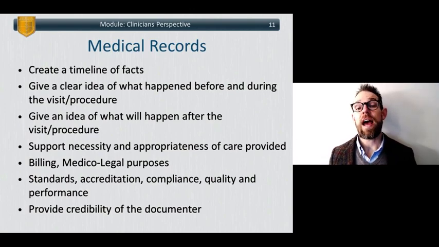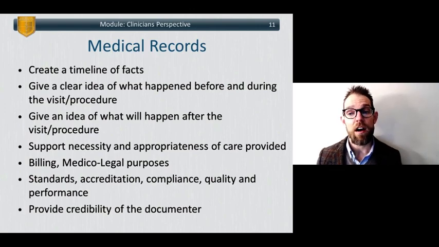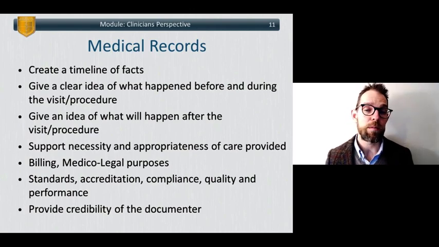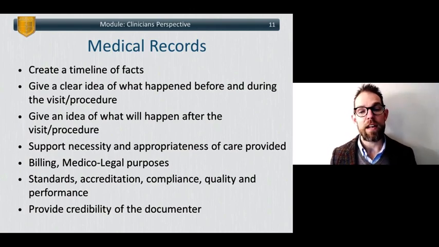Give an idea, if you have an idea, of what will happen after the procedure. And then support the necessity and the appropriateness of the care provided. Obviously, your charting and all the documentation and billing that supports this procedure will be evaluated for medical legal purposes. And then of course it's going to be evaluated by standards and accreditation bodies for compliance and quality and evaluating the performance. And finally, having a robust, complete medical record provides credibility to you, the documenter.